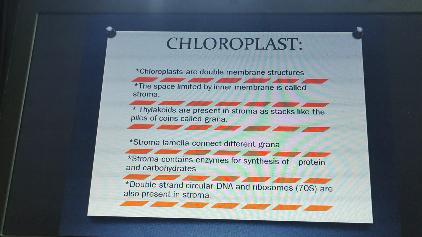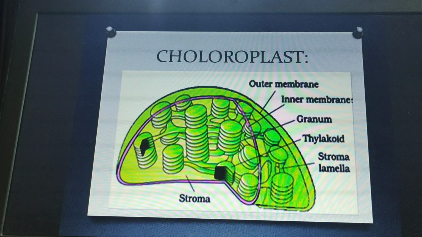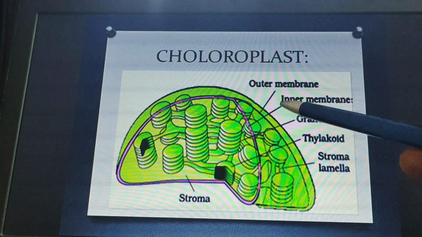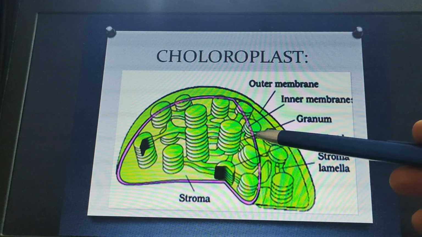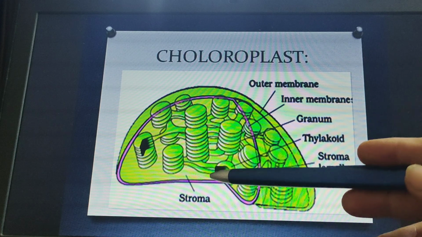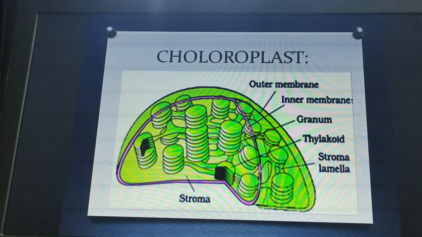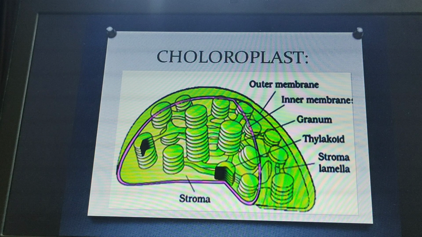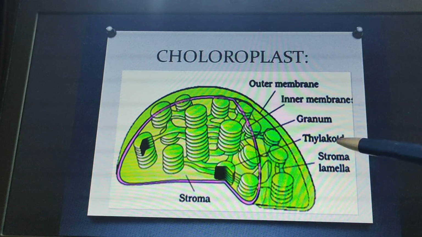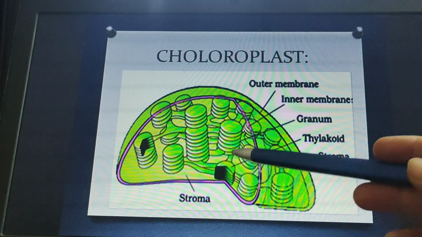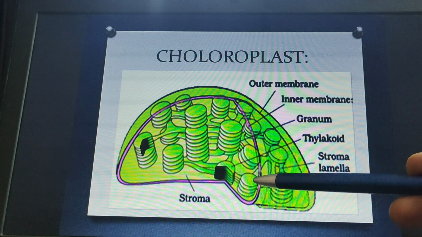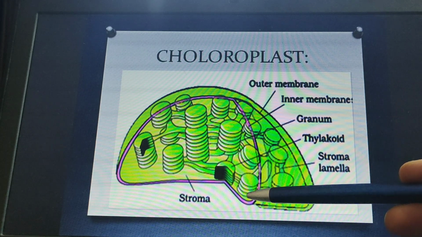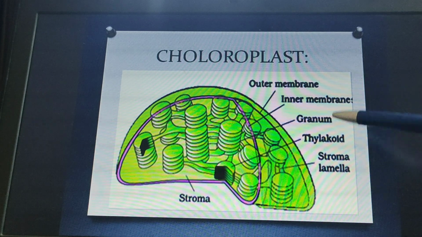If we talk about the structure, it is also having a double membraned structure. You can see over here the outer and the inner membrane of the chloroplast, and inside the membrane there is a chamber, or cavity, which is called the stroma. And inside the stroma there are foldings of the membrane which are called the thylakoids. One folding of the membrane is called a thylakoid. And when these thylakoids are stacked over each other like coins, this stacking of the thylakoids is called the granum.